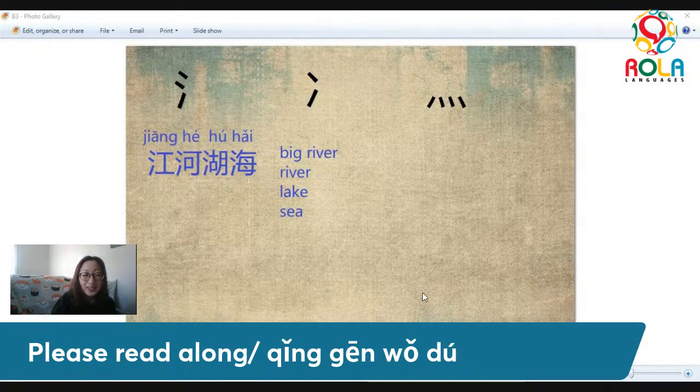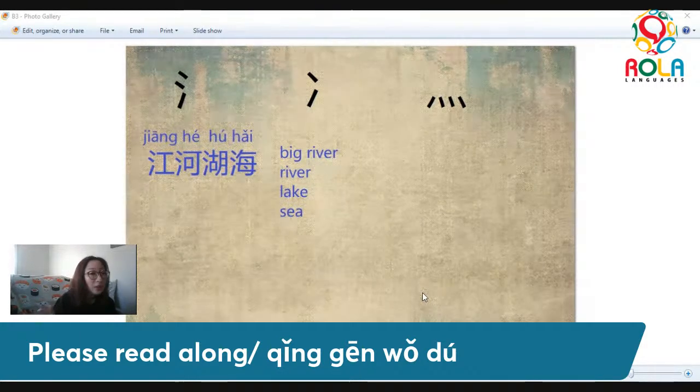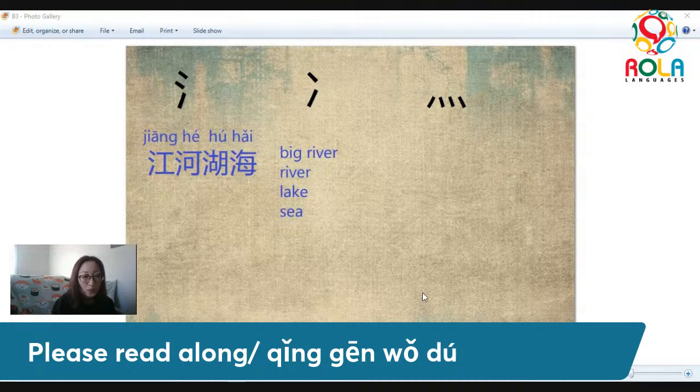And 河 is usually what we say river in English. Mandarin, 河, river, English. 湖 is lake, and hai is sea. It's sea. I know the Mandarin order of Jiang, He, Hu, Hai is not according to how big or small they are. It does not have a sequence as to that, but it does have a good rhythm to it when you try to read them together. So that's probably the order we're going to remember them by.